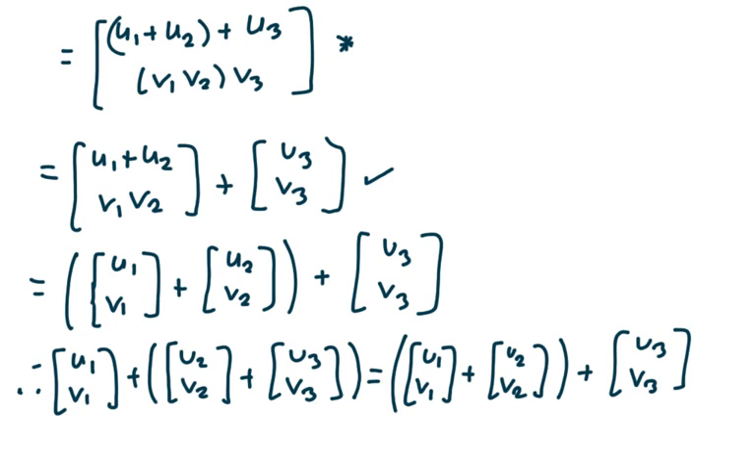So notice at the end, if I take the column vector u1, v1, and I add in parentheses column vector u2, v2, plus column vector u3, v3, this is equal to, in parentheses, u1, v1 plus u2, v2, and then on the outside of the parentheses, we're adding u3, v3. So the associative property under addition works.